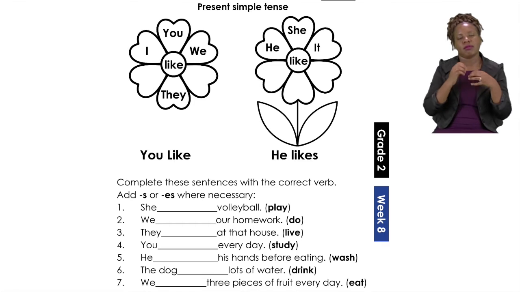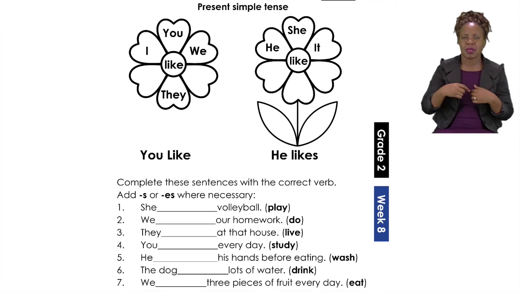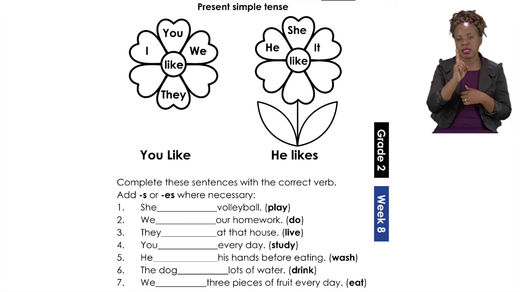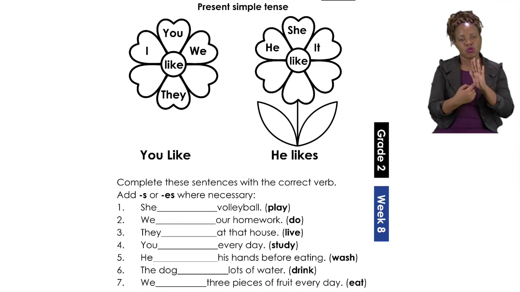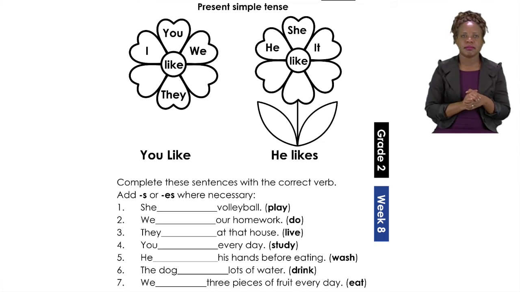Remember grade 2s, this is present simple tense, which means it's happening right now. We cannot say, we did our homework, because the word did is showing the past. So we are dealing with the present. Now let's try number 3.